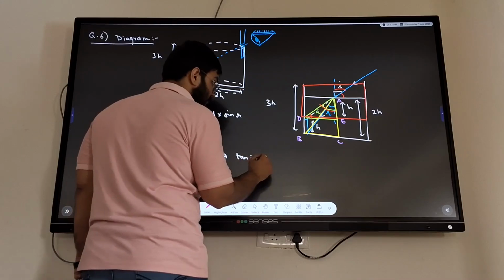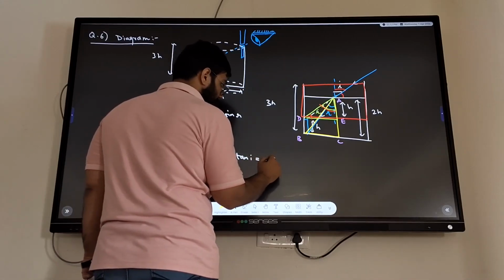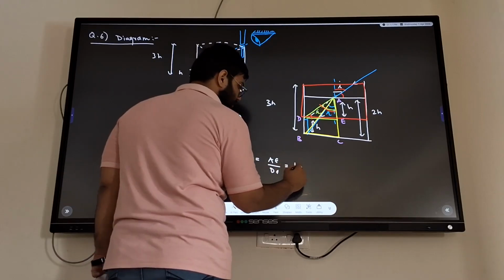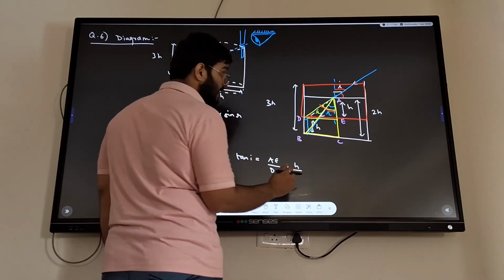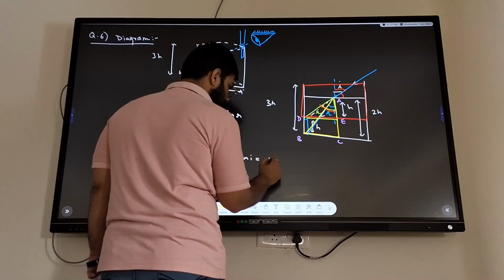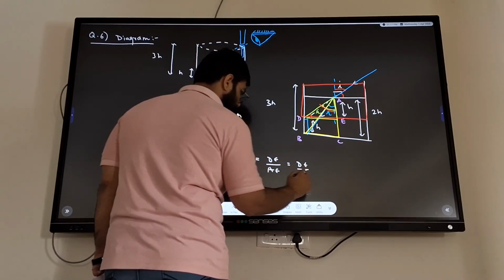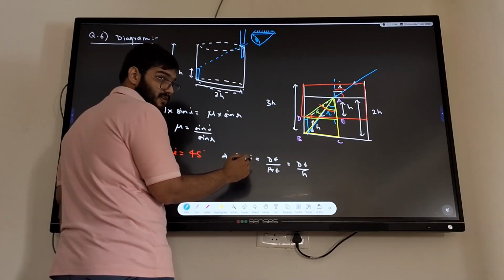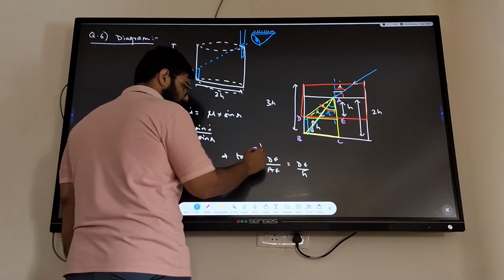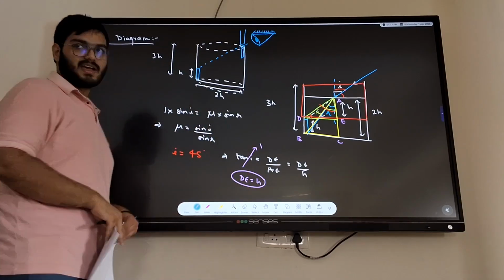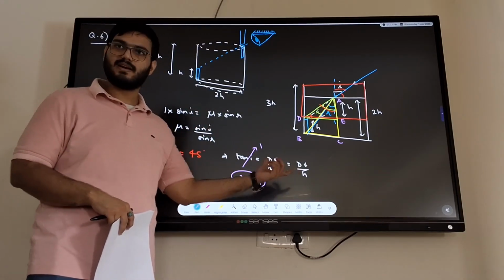Tan I is what? AE by DE. AE कितना है? So h. DE by AE. And what is this? DE by h. Tan 45 is 1. So this becomes 1. So what is DE? h. If DE is h, then what is BC? h. That is also h.